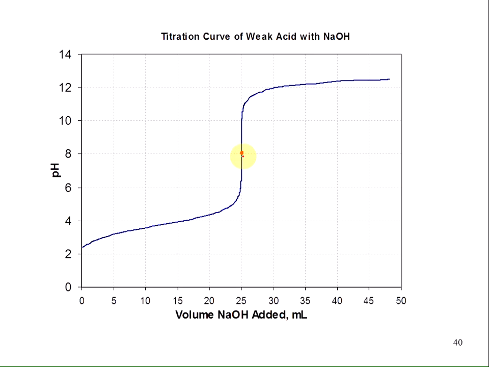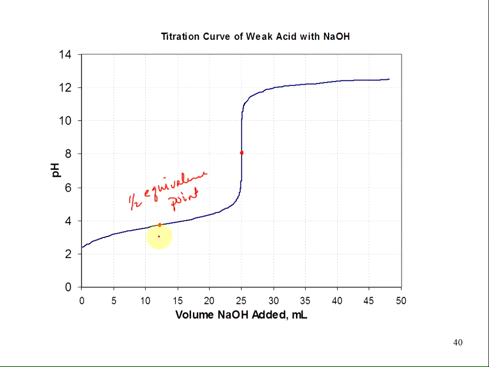So at the equivalence point, we've added 25 mLs of sodium hydroxide, and at 12.5 mLs we should have what's called the half equivalence point. And the half equivalence point is the middle of the buffer region. So the buffer region is anywhere after some sodium hydroxide has been added but before the equivalence point.